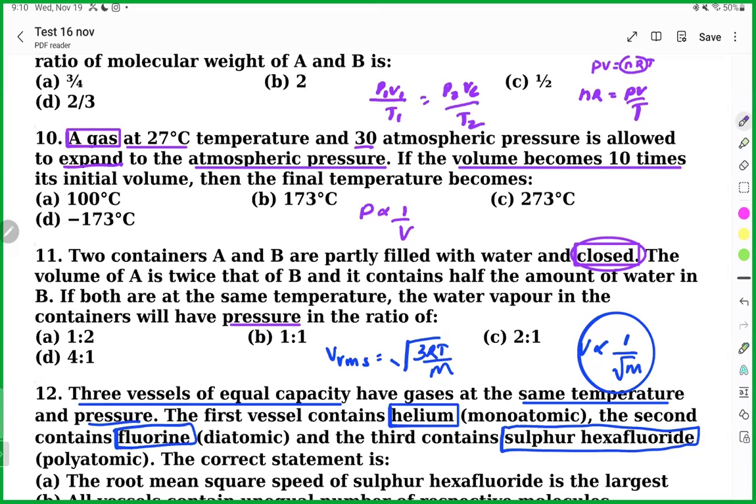Okay, this is T1, this is P1, expand, this is P2, 1 atmospheric pressure. This is V2, this is V1, because V2 is 10 times V1. You have to calculate temperature.